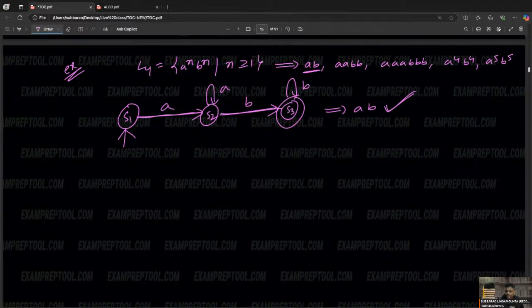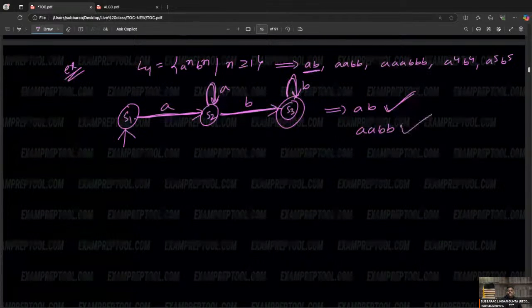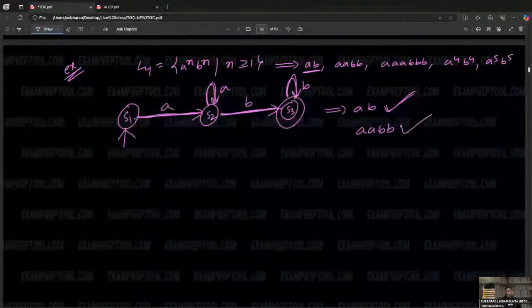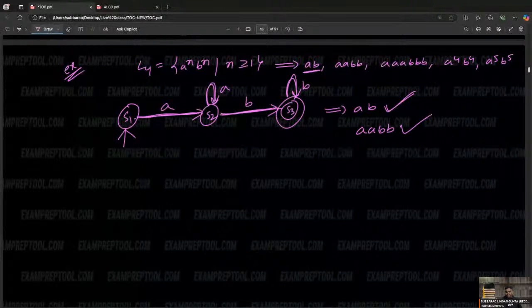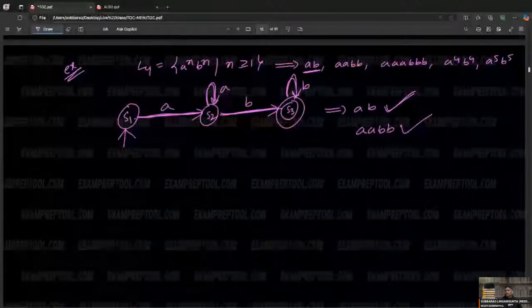Next one. Is double A, double B accepted? Let's check. Always start from the starting state. Single A followed by one more A, one time. Single B followed by one more B, one more time. At the end of the string, where are you? Are you in a final state? So the string is accepted. So single AB is accepted, and double A, double B is also accepted.